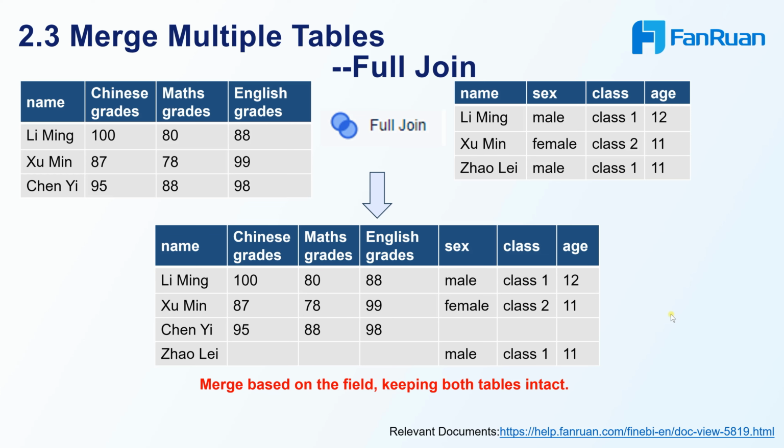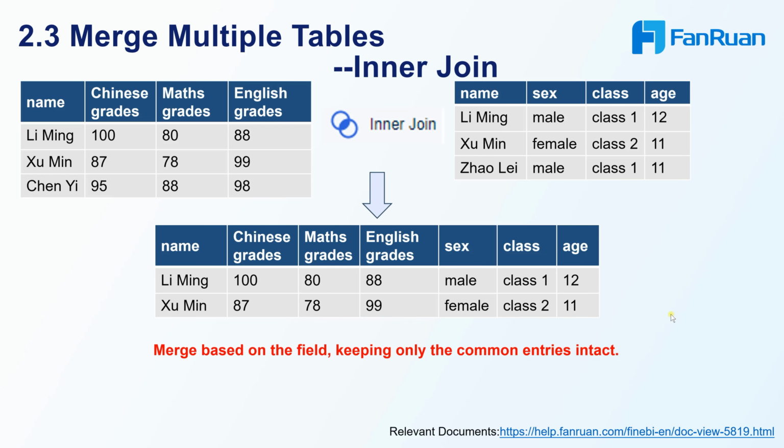The fourth type is the inner join, which corresponds to the intersection operation in mathematics. The result will only include the records that exist in both tables and match on the merge criterion. In this case, only Li Ming and Su Min will appear. Chen Yi is missing from the right table, and Zhao Lei is missing from the left table, so they are excluded. For left and right join, the merge methods are fairly easy to understand.